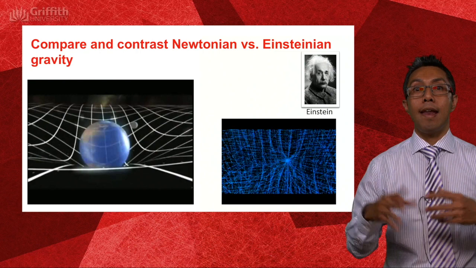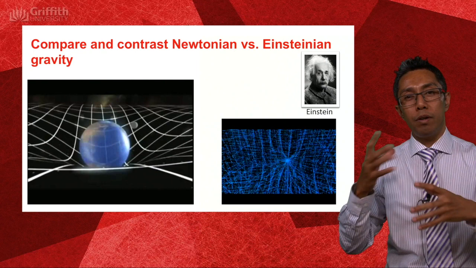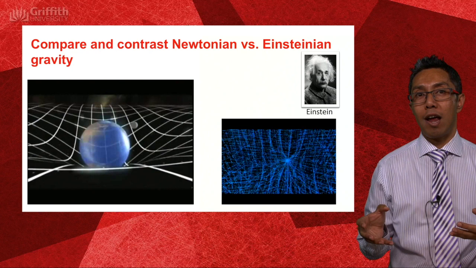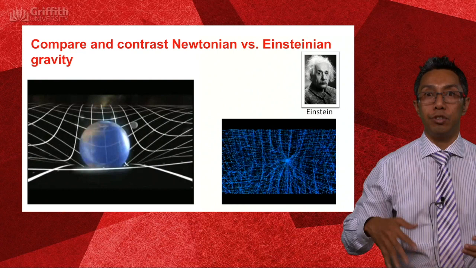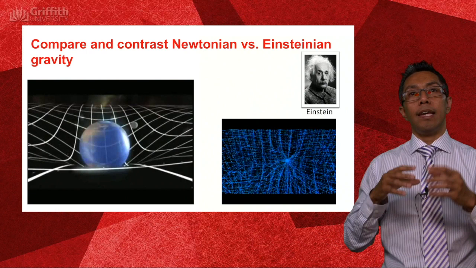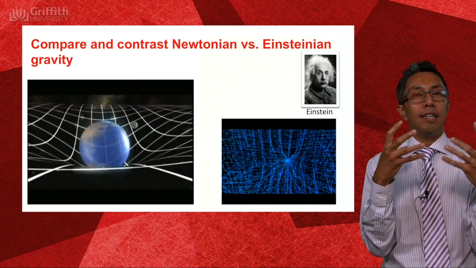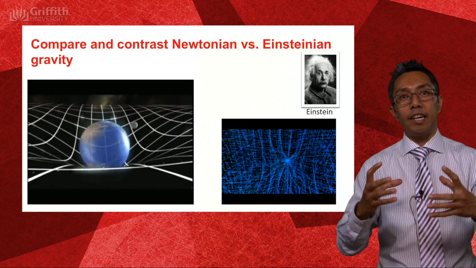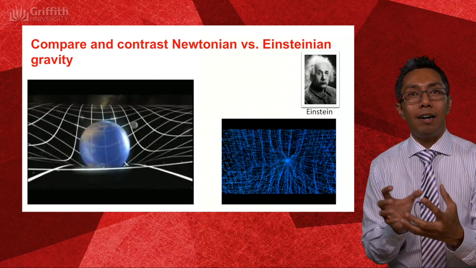Okie dokie. Now, hopefully you've done that activity. One of the things about gravity is it's kind of hard for us to wrap our heads around. So what we have here are two videos. The pointer is not working, but the video on the left is one of the ways that we think about Einsteinian gravity, in that objects with mass, matter, warp space.